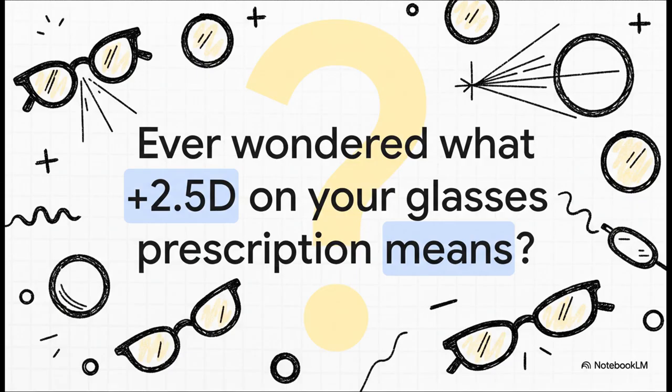So, let's start with this. You've probably seen something like it on a prescription from your optician, right? A little plus or minus sign, a number, and then this capital D. What on earth is that? Well, I promise you it's not just some random number. It's a very precise measurement of your lens's power. And by the time we're done here, you're going to know exactly what it all means.